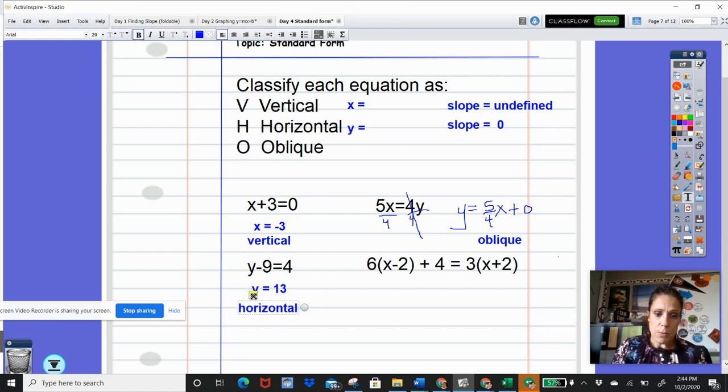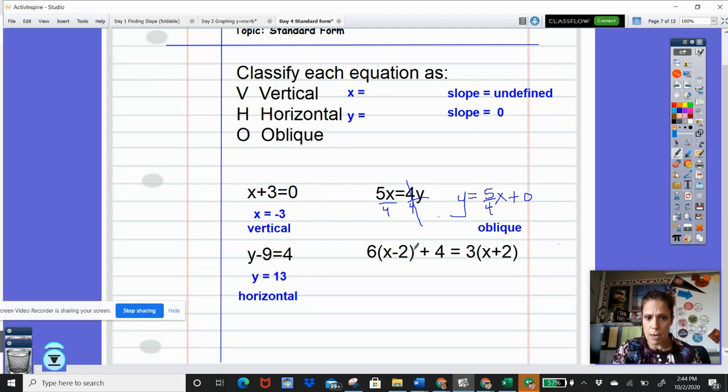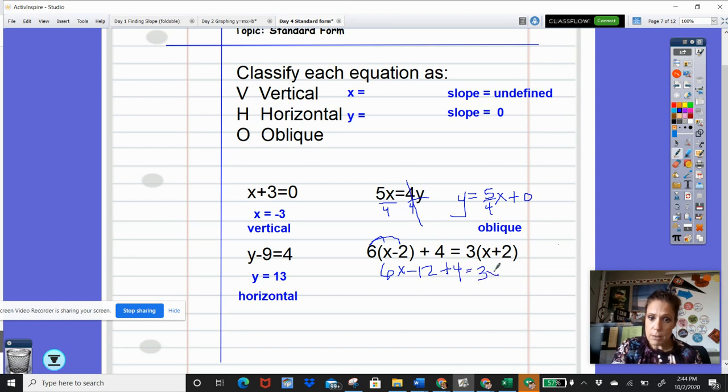And then the last equation, you'll notice we have variables on both sides. This is really practicing our distributive property. So here we would have 6x minus 12 plus 4 equals 3x plus 2, or oops, even I forgot right here, plus 6. And then we'll combine like terms. And so I really have on the left-hand side 6x minus 8 equals 3x plus 6.